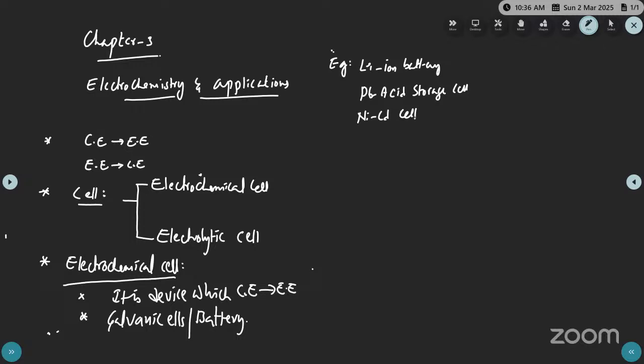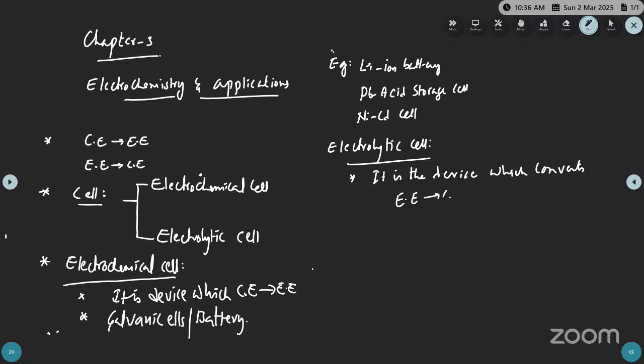And the second one is the electrolytic cell. In our syllabus, we have only electrochemical cells, but not electrolytic cells, but we have to know what that is. So what is an electrolytic cell? An electrolytic cell is the device which works opposite to the electrochemical cell. It is the device which converts electrical energy into chemical energy.